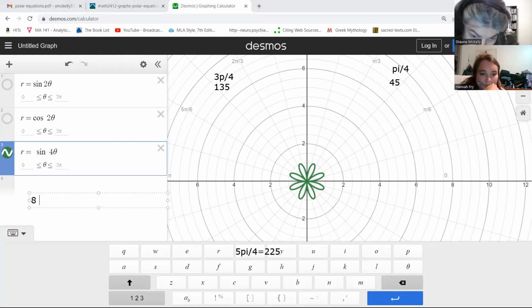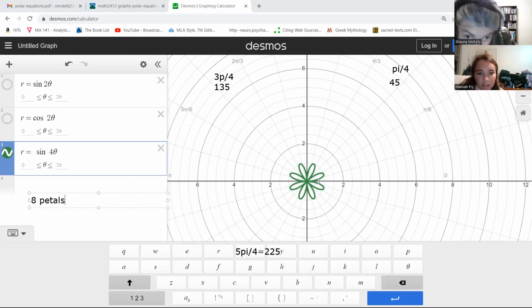Now, the hard part of this is you've got to figure out 2 things. You've got to figure out how far apart are my petals, and where do they start? Because you told me if you're sine, you don't start on the polar axis. Why? Because sine doesn't have a maximum at 0, does it? It has a maximum at pi halves.